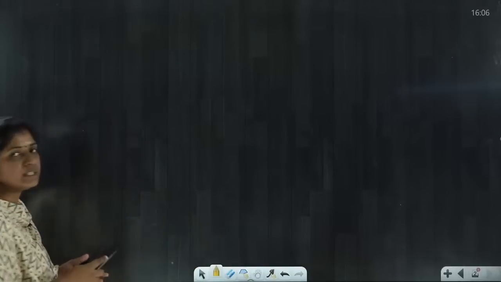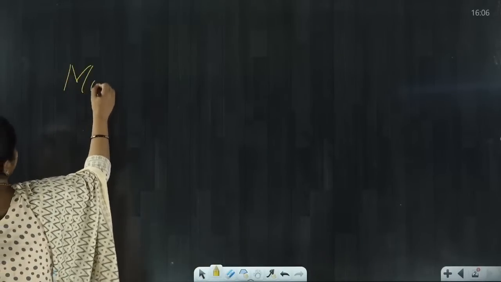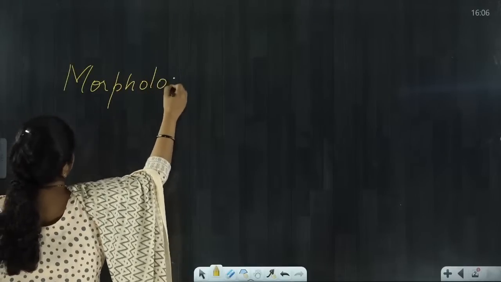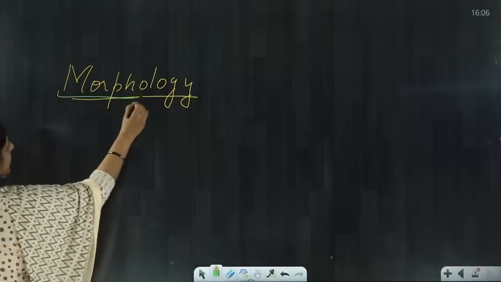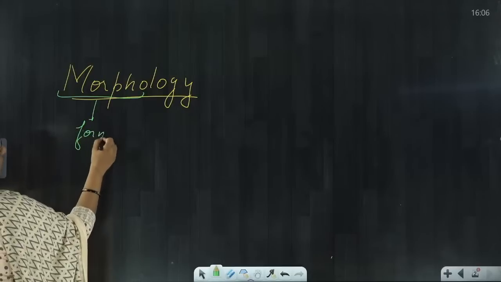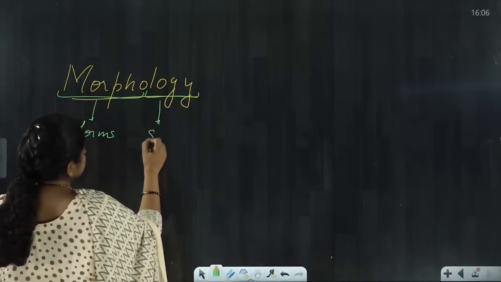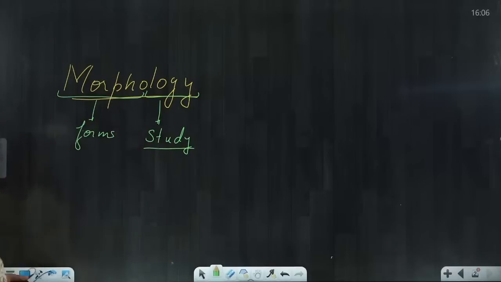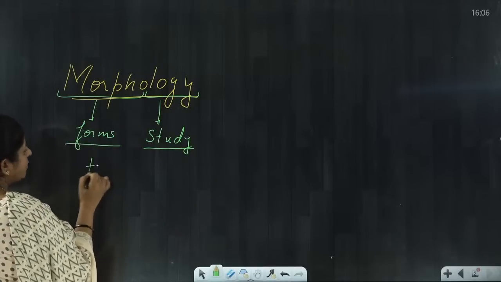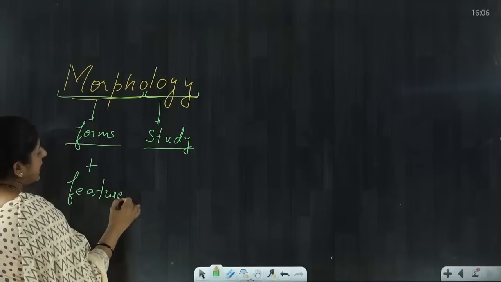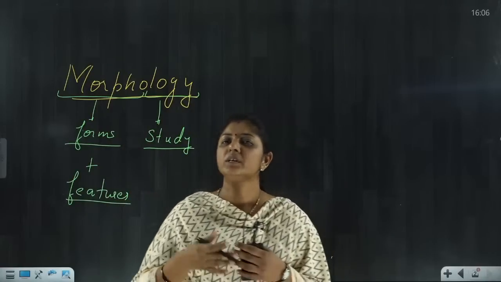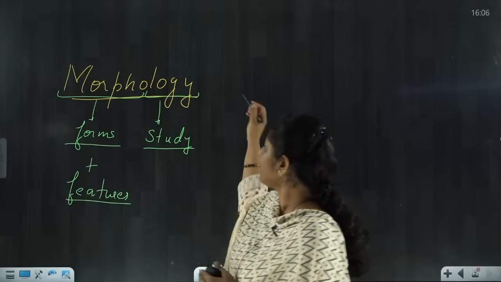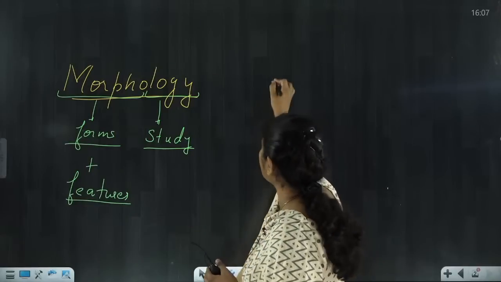So the first topic we are discussing is morphology of flowering plants. There, the word morphology: the morpho word stands for what? Morpho stands for forms. Ology stands for study. So what are we studying here? Forms, along with features. And this is a common term, morphology; we can apply it for plant physiology or for animal physiology.